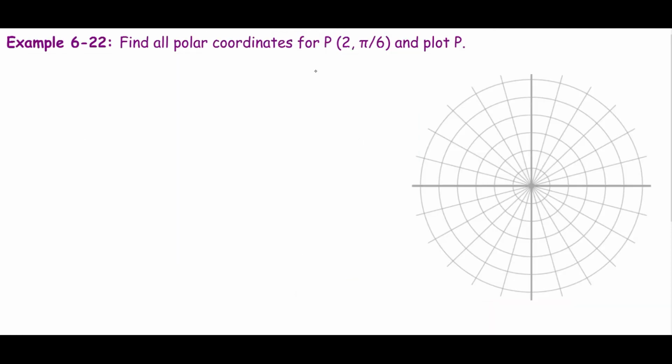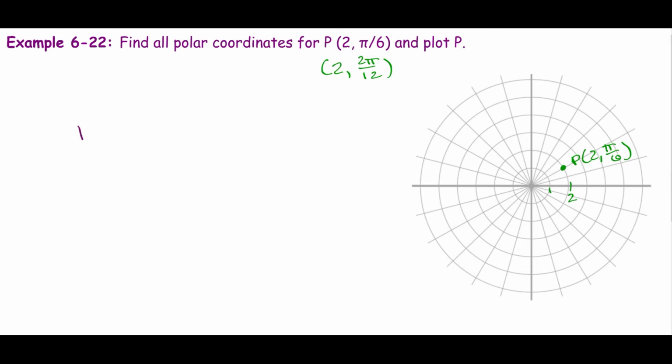So we're going to write all polar coordinates for the point P, 2, pi over 6. So again, I want to visualize where that is first. So I've got 2, and this is 2 pi over 12. So here I'm going to come out to 2, and then I'm just going to rotate 2 sections, which is 2 pi over 12 or pi over 6. So this is P, and this is the point 2, pi over 6. So I want to write all polar coordinates for that.